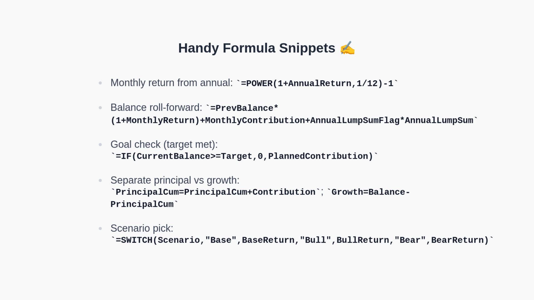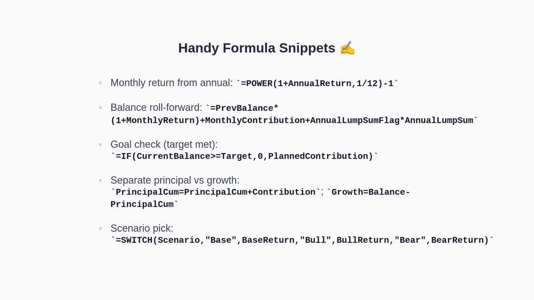Now, here are some formula snippets you can adapt. Convert an annual return to monthly using a power function. Roll forward balances by multiplying the previous balance by 1 plus the monthly return, and then adding contributions and any flagged annual lump sums. For goal checks, if the current balance exceeds the target, set contributions to 0.